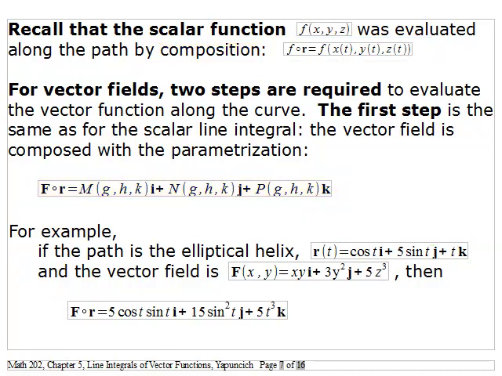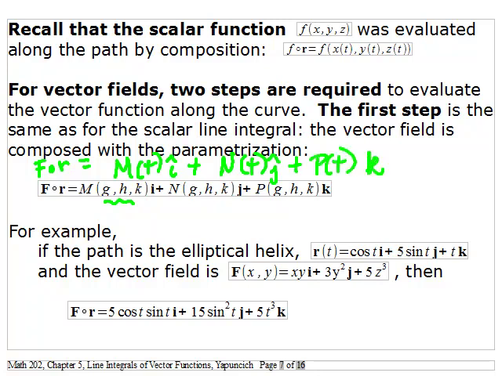So let me write that up here so it looks a little bit better. F composed with R is going to give me M varying with t. It's unnecessary to have written that, but not wrong what I wrote before. N varying with t in the j direction, and P varying with t in the k direction, because we want it in terms of the parameter.